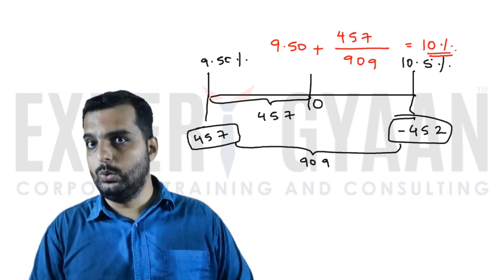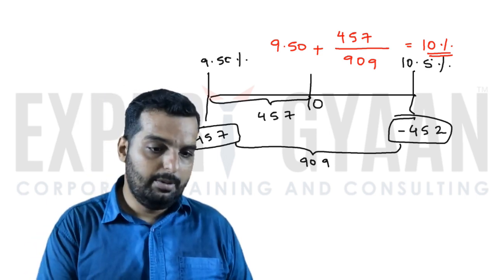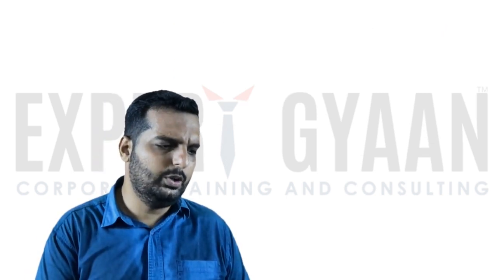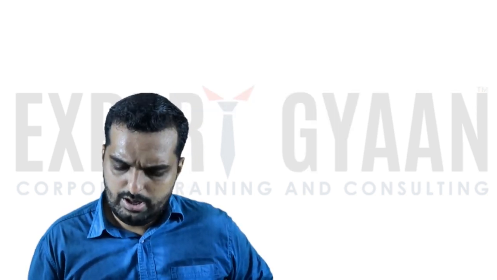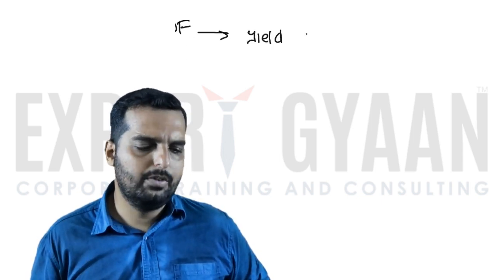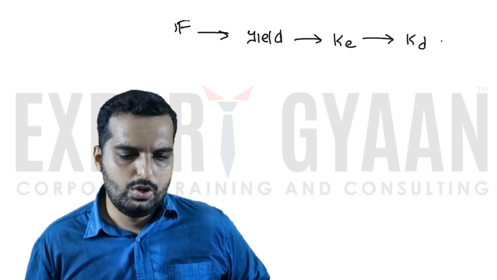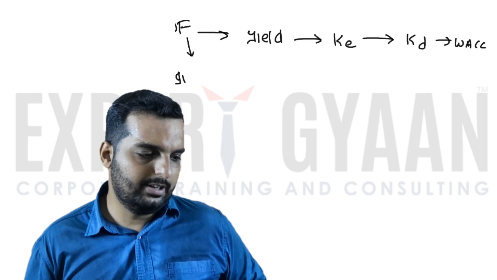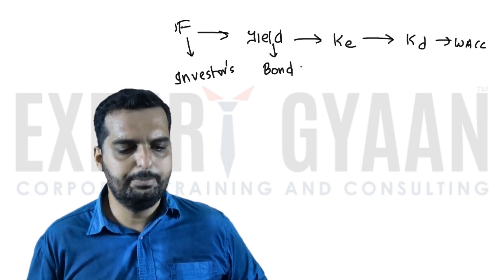Now I will explain to you along with this one other very important logic. Friends, there are a lot of terminologies that we use in our books, like which I mentioned earlier to you. I can call it discount factor, or I call it yield. There's another word called KE. There's another word called KD, or we use the word WACC. This is investors' expectation. Yield is nothing but bondholders' expectation.